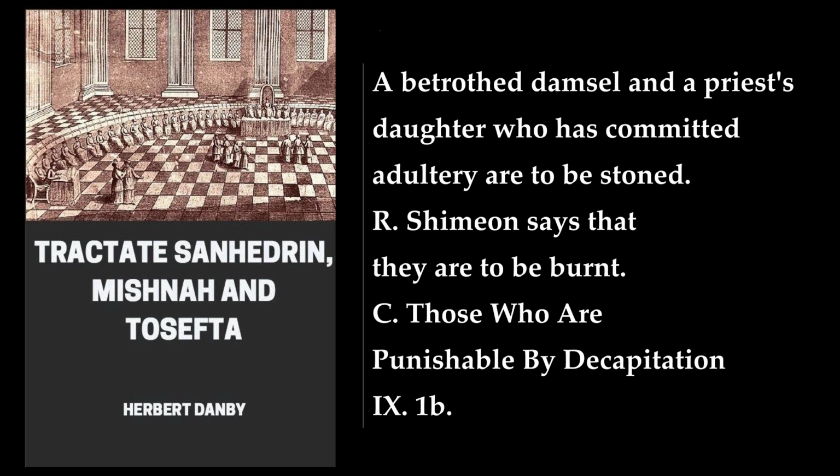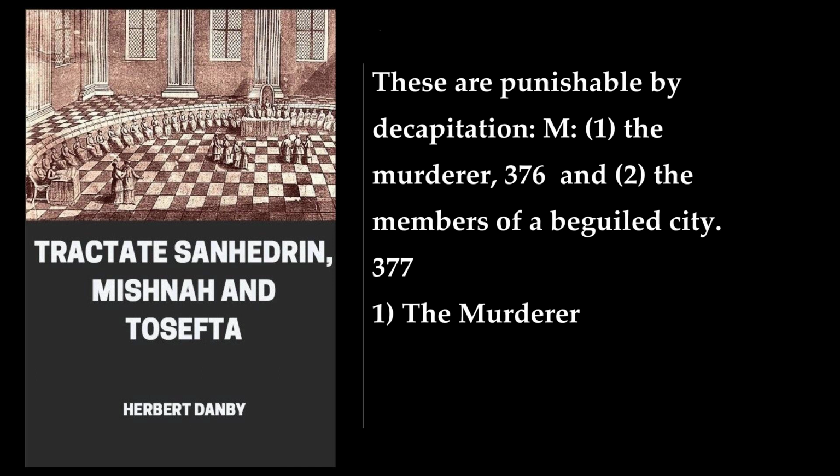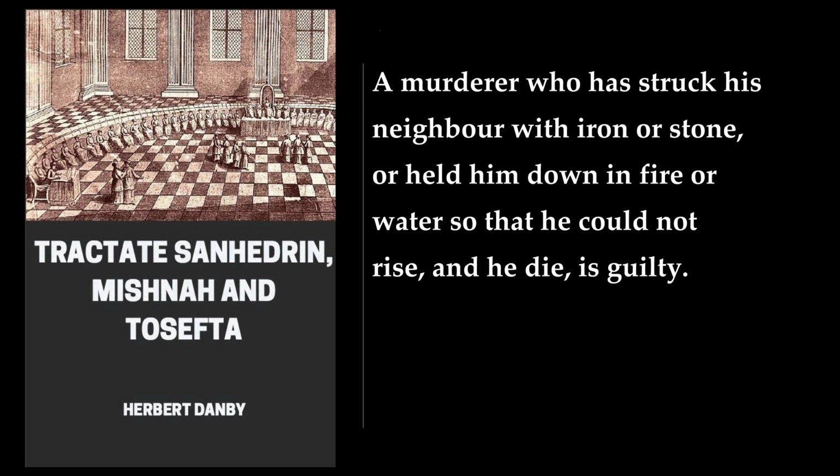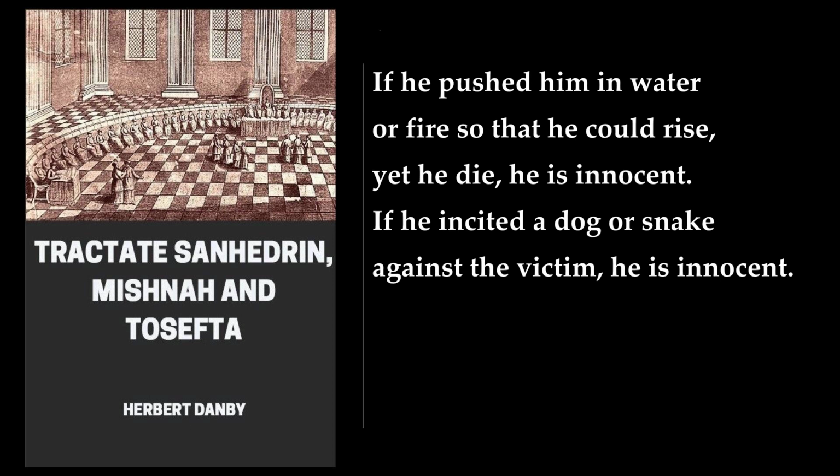9:1b. These are punishable by decapitation: 1, the murderer, 376, and 2, the members of a beguiled city. 377. 1. The murderer. A murderer who has struck his neighbor with iron or stone, or held him down in fire or water so that he could not rise, and he die, is guilty. If he pushed him in water or fire so that he could rise, yet he die, he is innocent.